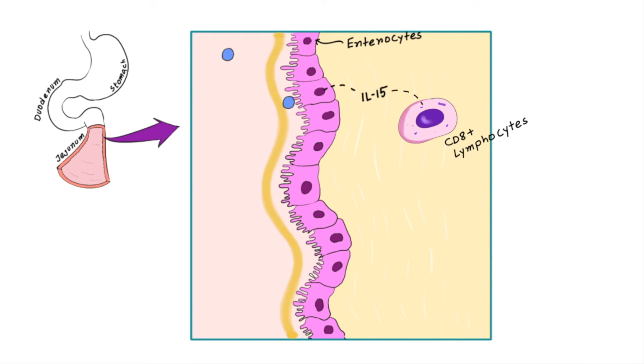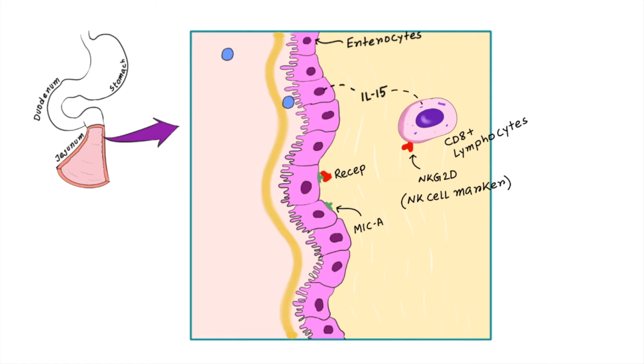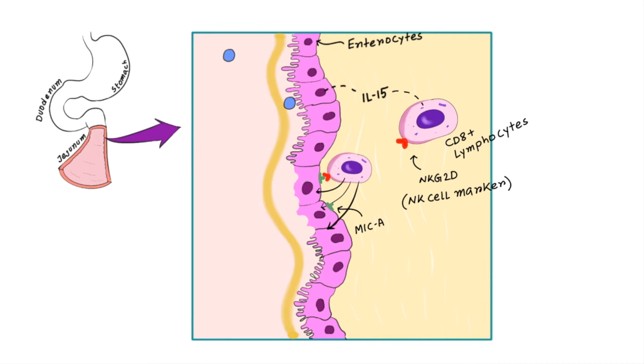These lymphocytes express NKG2D, which is a natural killer cell marker and receptor for MICA molecules. Enterocytes that have been induced to express surface MICA molecules in response to stress are then attacked by NKG2D expressing intraepithelial lymphocytes. This will cause epithelial damage and may enhance the passage of other gliadin peptides into the lamina propria.